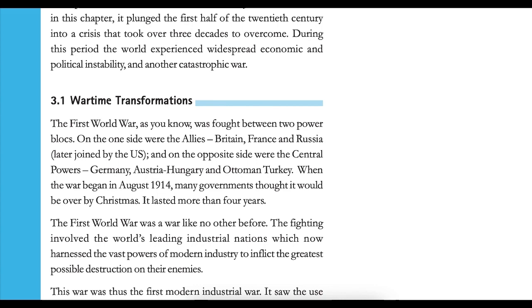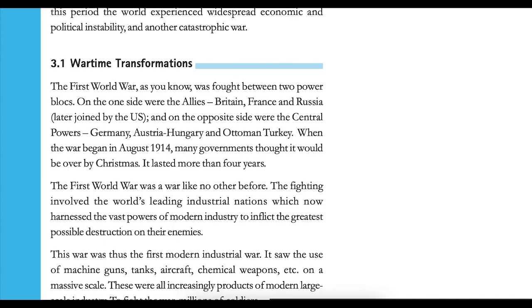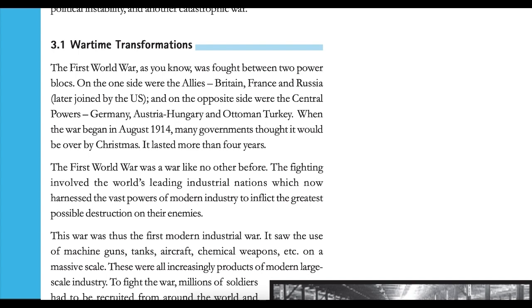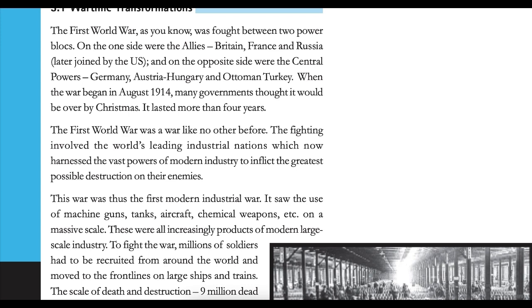Wartime transformations. The First World War, as you know, was fought between two power blocs. On one side were the Allies, Britain, France, and Russia, later joined by the US, and on the opposite side were the Central Powers, Germany, Austria-Hungary, and Ottoman Turkey. When the war began in August 1914, many governments thought it would be over by Christmas. It lasted more than 4 years.